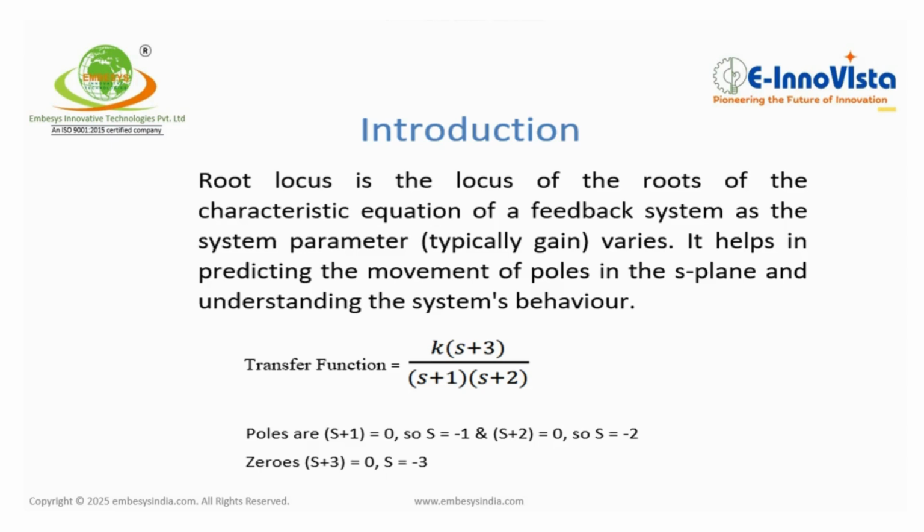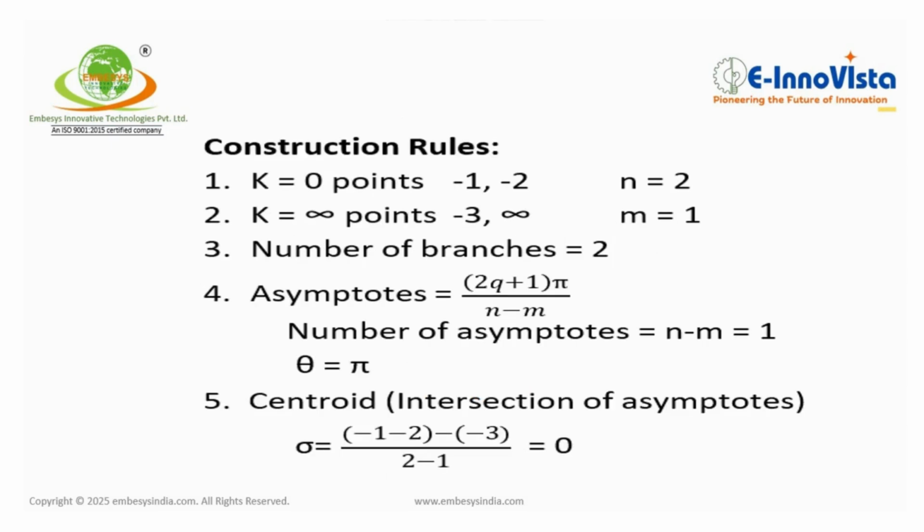There are two poles, and the numerator part gives the zeros. There is one zero: s plus 3 equals 0, s equals minus 3. So there are two poles and one zero in this example. And for the construction rule for the root locus, k equals 0 at the points minus 1 and minus 2, which are the two pole values, where n equals 2 refers to the number of poles. And k equals infinity at the points from minus 3 to infinity, where m equals 1 refers to the number of zeros.